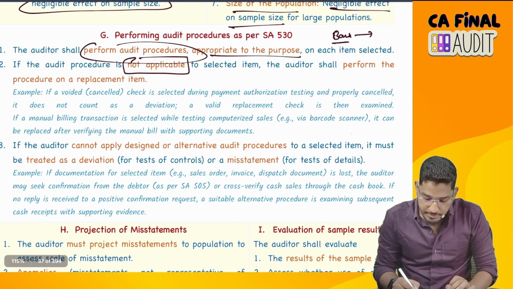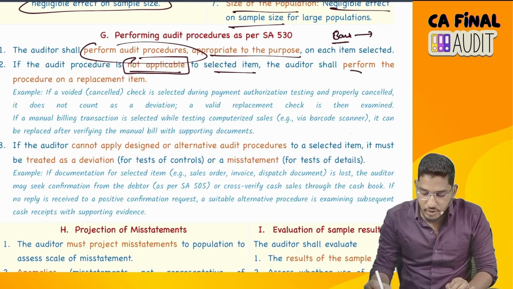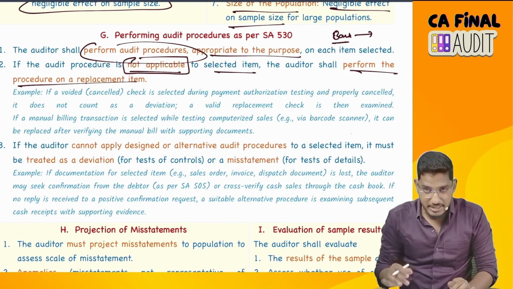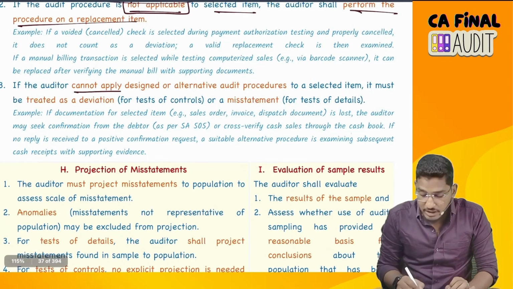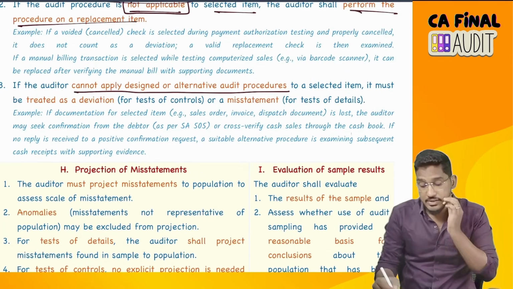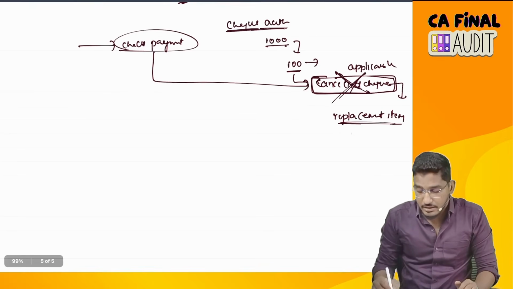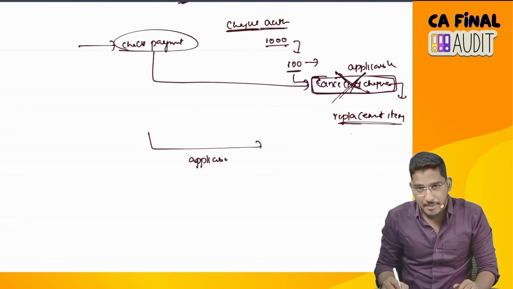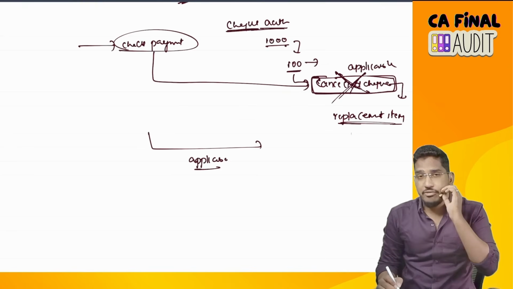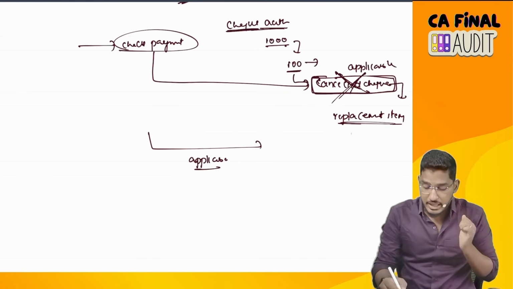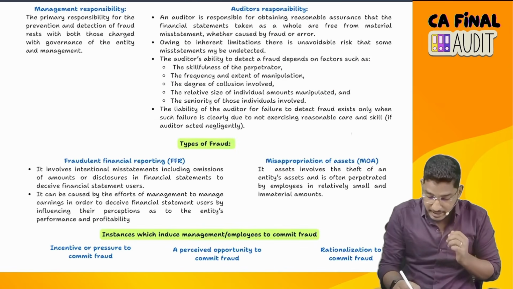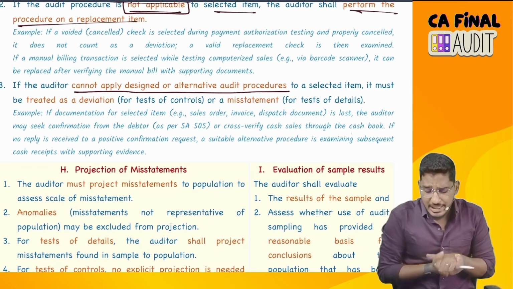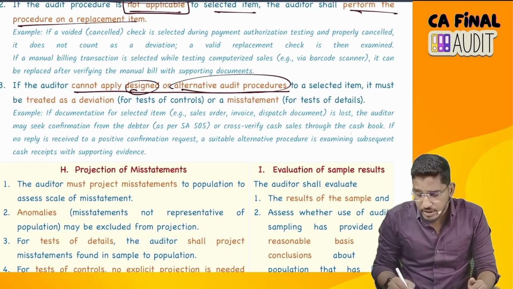So that's what they say here. If the audit procedure is not applicable to the selected item, the auditor shall perform the procedure on a replacement item. If the auditor cannot apply designed or alternative audit procedures, sometimes the audit procedure will be applicable, but you are unable to perform that audit procedure. Like if you see here, if the auditor cannot apply designed or alternative audit procedures to a selected item, then it must be treated as a deviation.